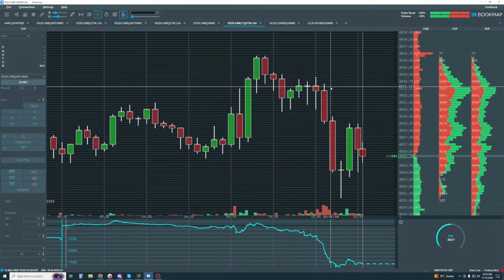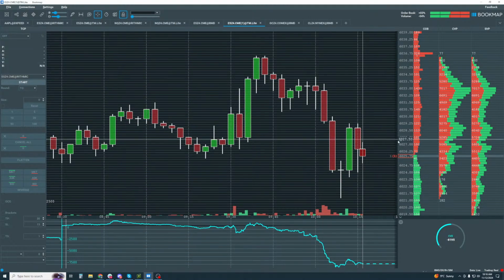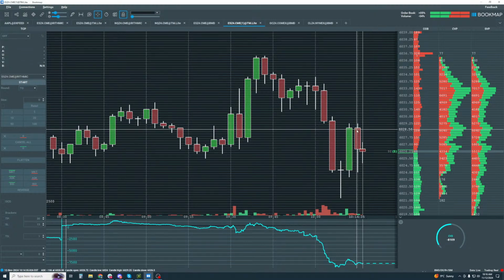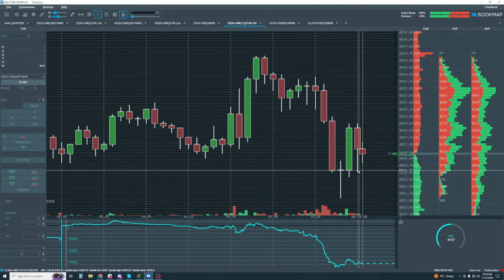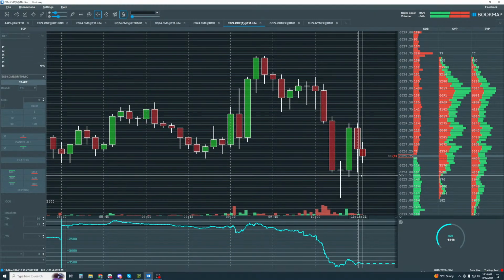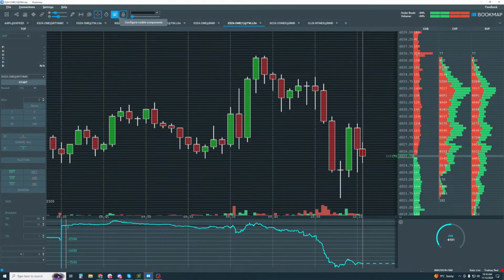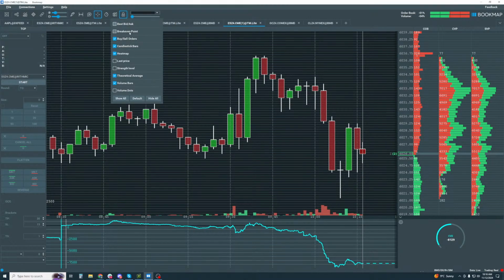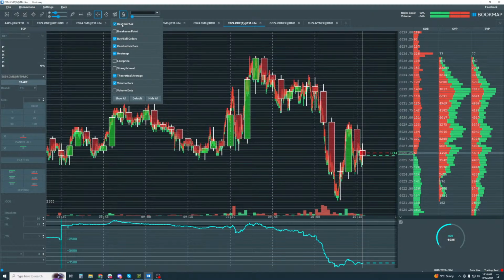So if that is the case, then we're looking for more supply from the aggressors to come in and bring price lower into these areas here. Now, maybe they will, maybe they won't. How can we get further insight here?